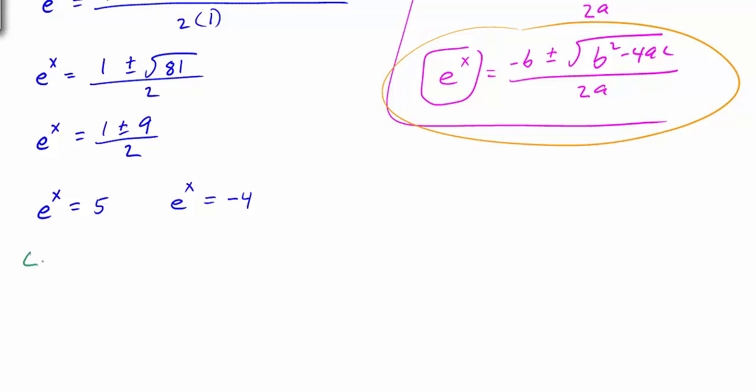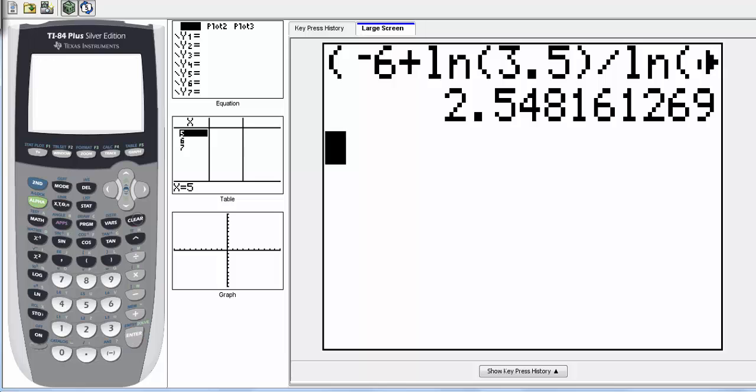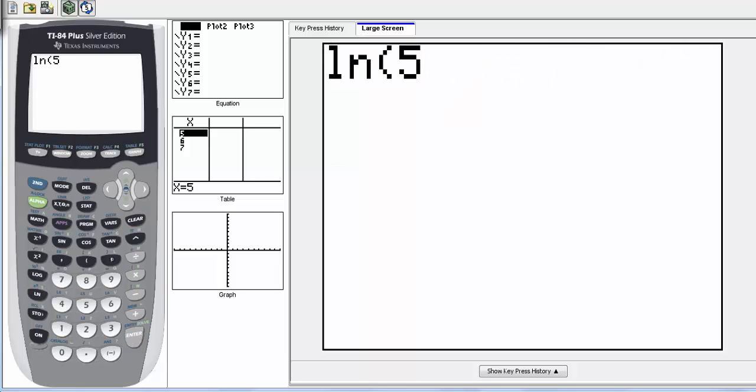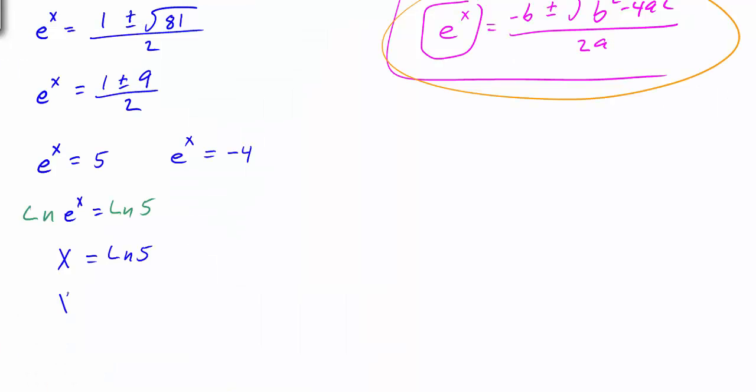So we could think of this as taking the natural log of e to the x equals the natural log of 5, because the natural log of e to the x is going to cancel, so we get x equals the natural log of 5. And if we want to simplify this, we could go to the calculator, and we would take the natural log of 5, and we get an answer of 1.609, so we could round that to 1.61. So x is approximately 1.61.